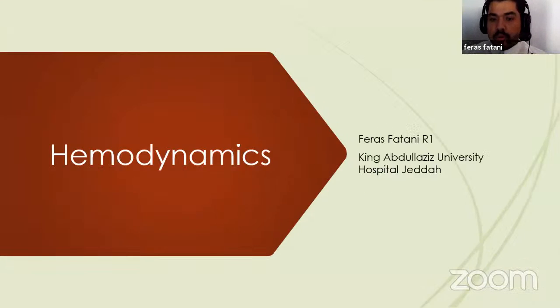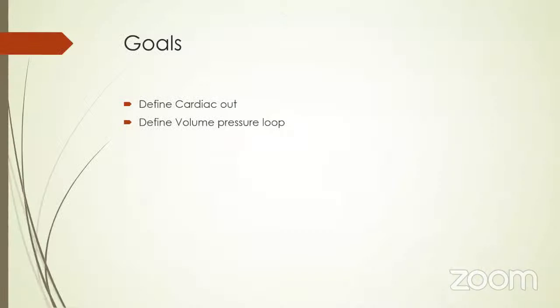Peace be upon you. Go ahead. So today, as Dr. Lai mentioned, we will discuss the physiology of the cardiovascular system, and it will be divided into two parts. The first will be hemodynamics and will be discussed by myself, Firas Fatani, R1 from King Abdulaziz University Hospital, Jeddah. The goal of this lecture is to define cardiac output and to define the volume pressure loop.